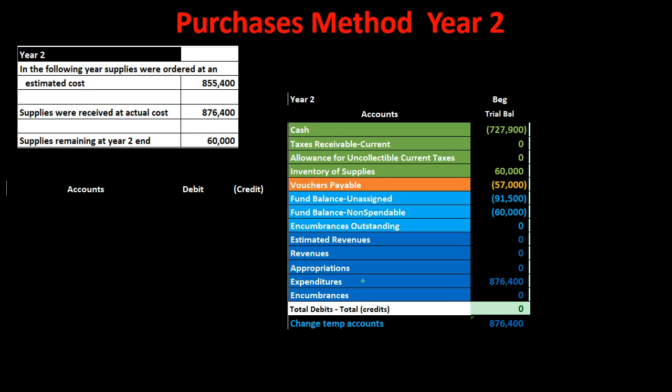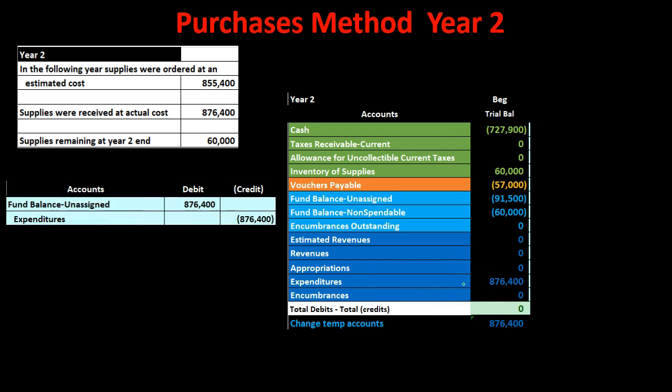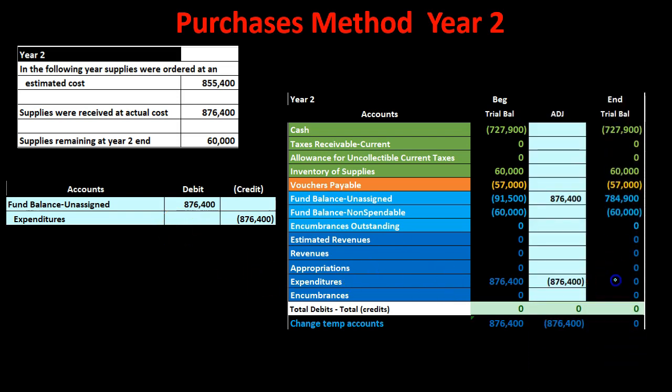Closing it out, it's a temporary account. It's got a debit balance. We're going to do the opposite thing to it, credit it. So we're going to credit the expenditure and debit the fund balance unassigned. So that brings this amount down to 0, fund balance unassigned. Then it's going to flip to basically a debit because once again we're overdrawn on the cash. But the bottom line is that the inventory of supplies is matching up to the fund balance that is non-spendable.